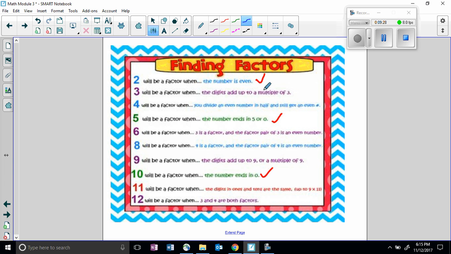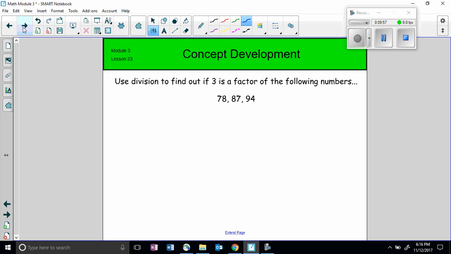3 will be a factor when you add up all the digits and it's a multiple of 3. So those 3s songs we sing, 3, 6, 9, 12, if you add up the digits and it equals one of those numbers, it's a multiple of 3. And it's the same thing with 9s. If you add them up and it's a multiple of 9, like when we do our easy 9s finger finding, then it's a multiple of 9.